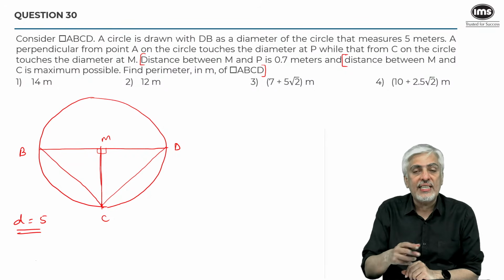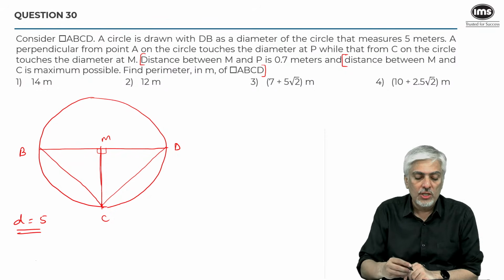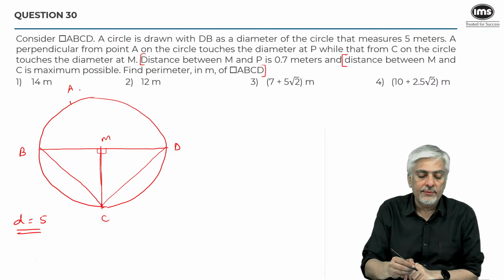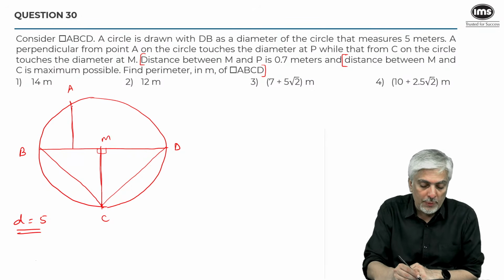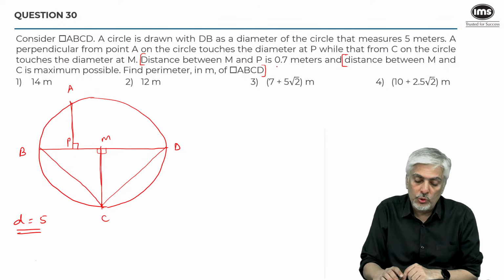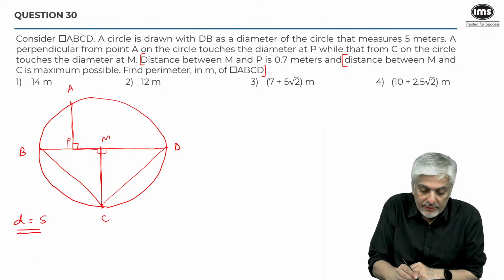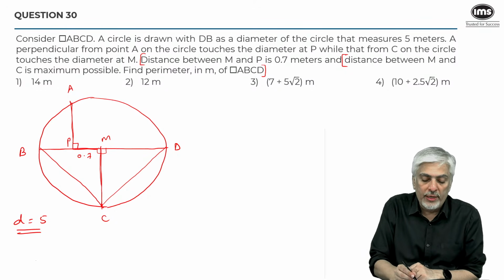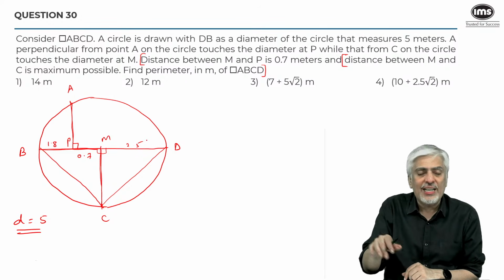Now ABCD is a quadrilateral. So A is somewhere over here, suppose, where AP is one more perpendicular. And what had they told you? The distance between M and P is 0.7. This distance is 0.7. This full was 2.5, so we have this as 1.8 and this is also 2.5. We'll come to all that.